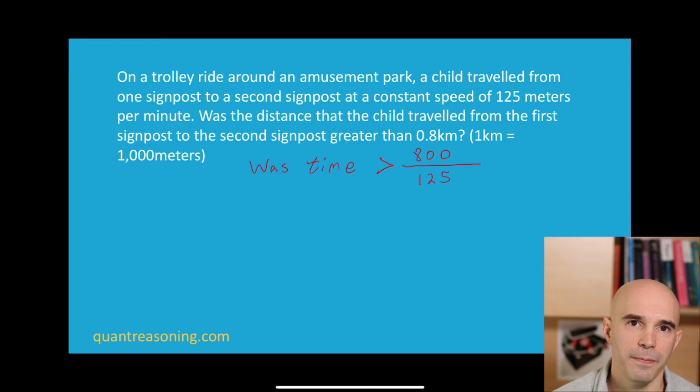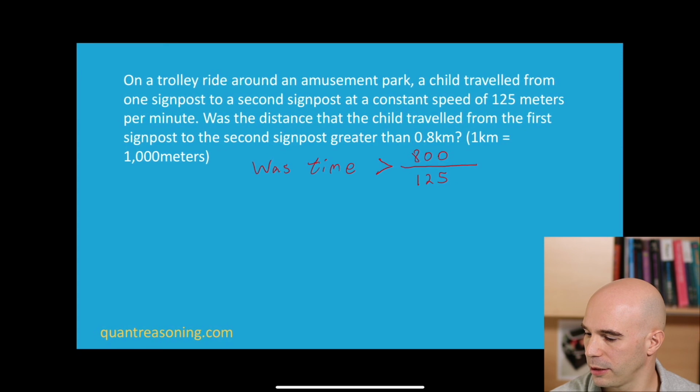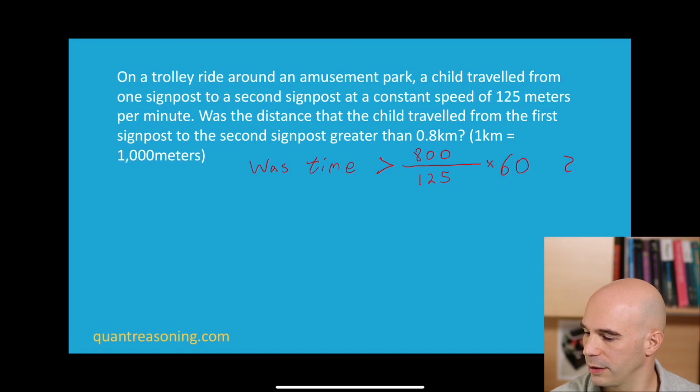If you know something takes 3 minutes, just as an example, how many seconds is that? You're multiplying by 60. That's right. So I'm going to multiply that fraction by 60 and then put my question mark. Now we've rephrased the question. Instead of asking, was the distance greater than 800 meters, we're asking, was the time greater than 800 divided by 125 times 60? And here is where you can really speed up if you've been practicing prime boxing.